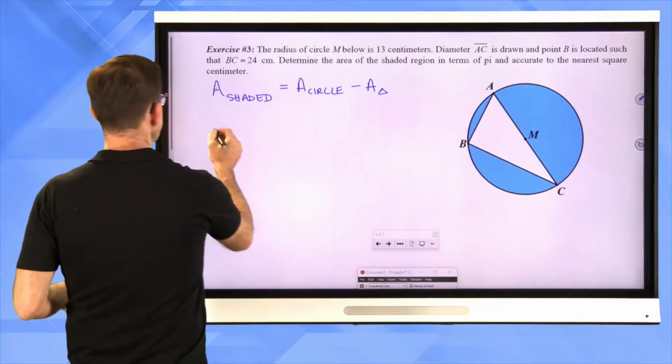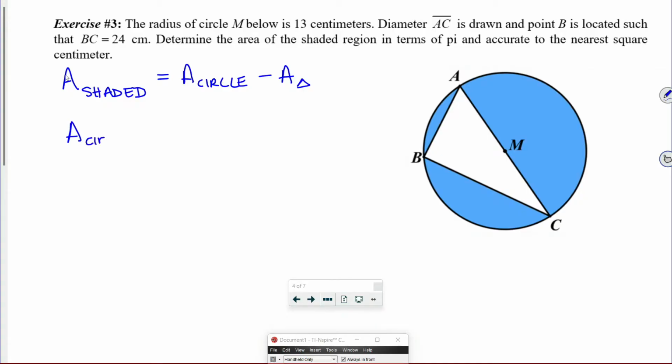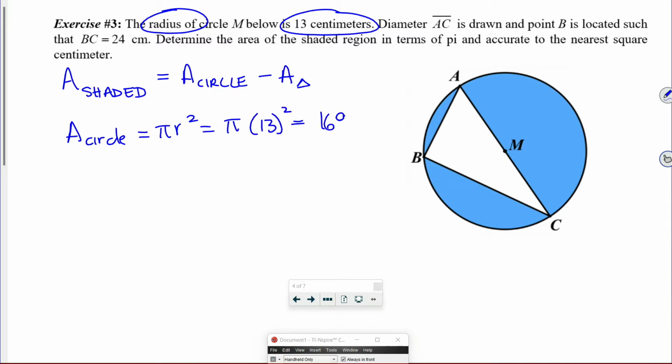The area of the circle is going to be pi r squared. They said that the radius of the circle is 13, so that's easy enough. 13 squared is 169.